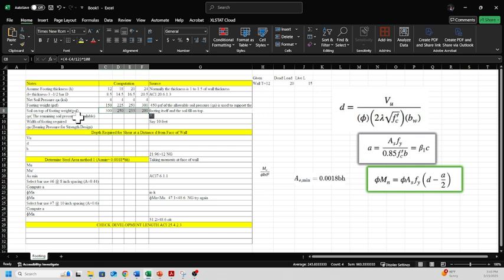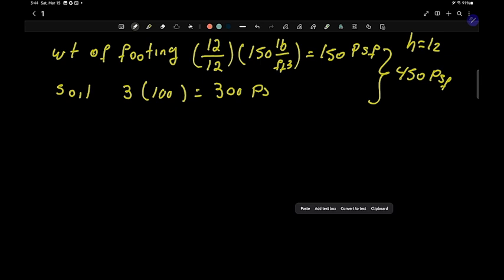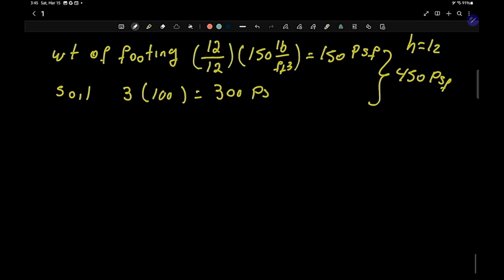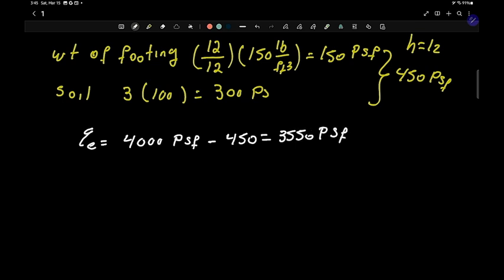The next thing we're going to calculate is the effective soil pressure. So the effective soil pressure is basically the remaining soil pressure available to support the wall. That means you have to deduct the load from it. And that's going to be basically QE is equal, we had 4,000 to begin with. Then we got to take out the weight, which was basically 450. And that gave us 3550 pounds per square foot. So let's go back to the Excel again.